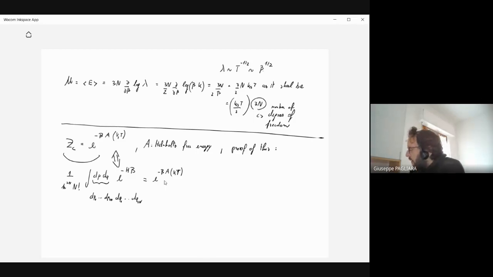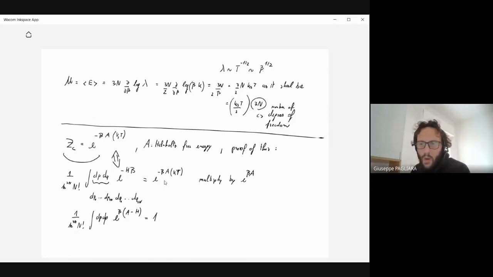Now from this, let me multiply by e to the beta A, and then I get that 1 divided by, okay, this factor here, dp dq, e to the beta A minus h, this is equal to 1. Now what we will see is that we will find a thermodynamical relation, which is correct at the end, and then also the starting point must be correct.